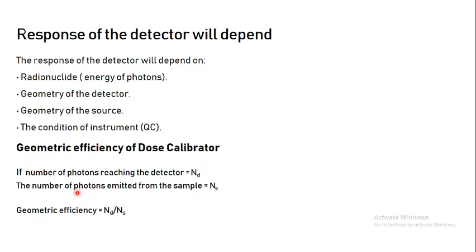Geometry efficiency of a dose calibrator is the number of photons reaching the detector divided by the number of photons emitted from the sample. If the number of photons emitted by the sample is equal to the number of photons detected by the detector, the efficiency is 1. But if the sample is emitting 100% radiation but the detector receives only 50%, the efficiency will be reduced to half.